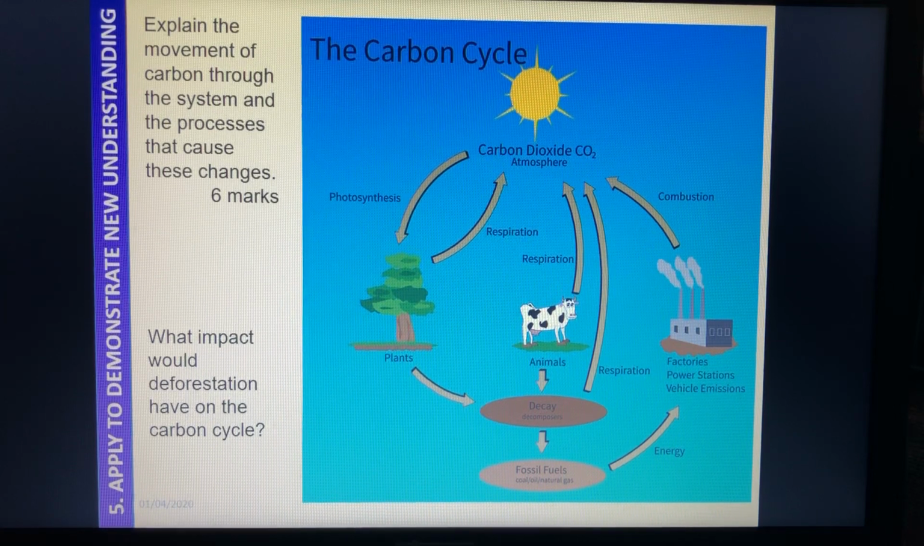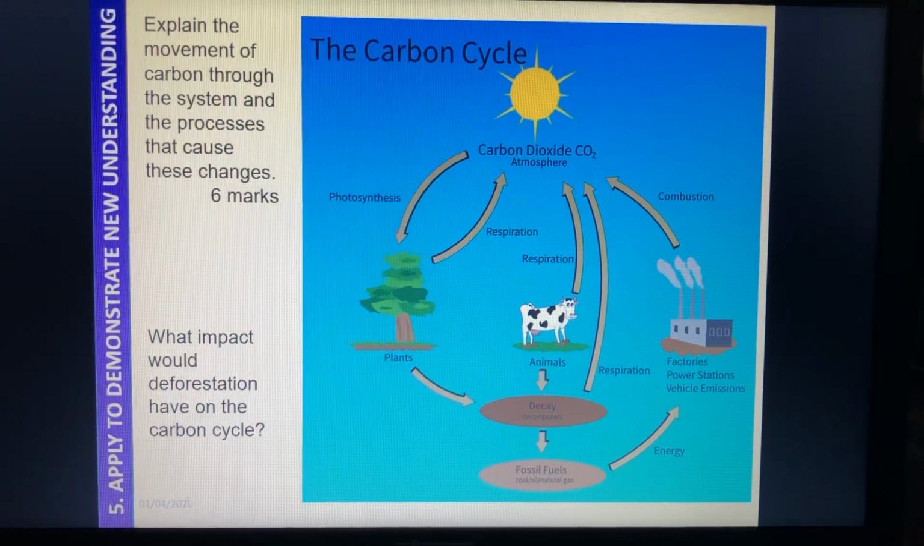So as our 6th mark, we're going to say, what impact would deforestation have on the carbon cycle? So have a go at doing that yourself. Deforestation is the removal of all the trees. What impact would that have on the carbon cycle?